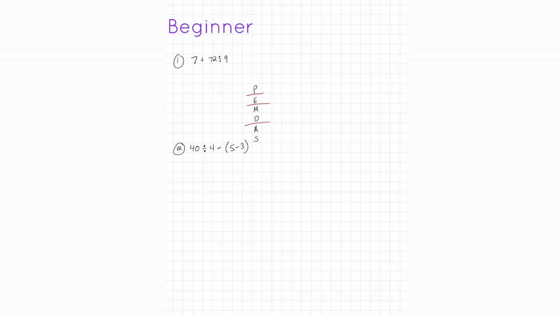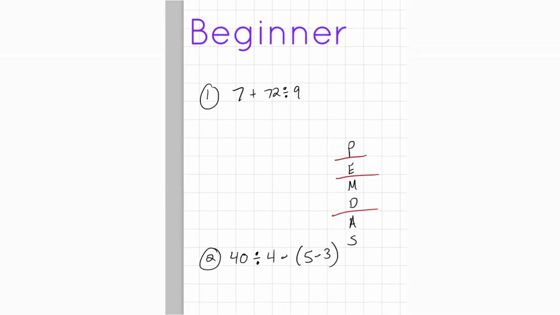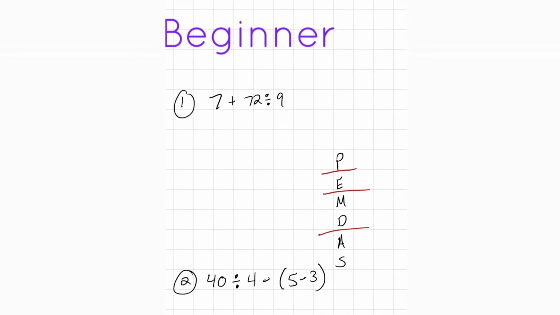We'll start with a couple beginner level problems. We'll zoom in really quick and take a look. So our first type of problem that we have is 7 plus 72 divided by 9. When using our order of operations, we see that we can start at the top, right? We can just look at parentheses. Do we have parentheses? No, we don't. Do we have exponents? No, we don't.